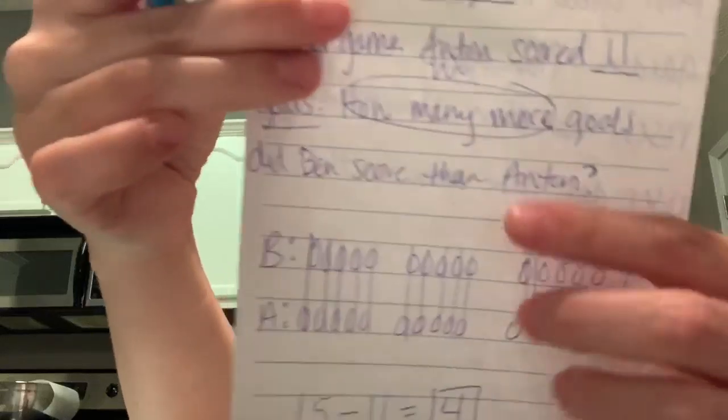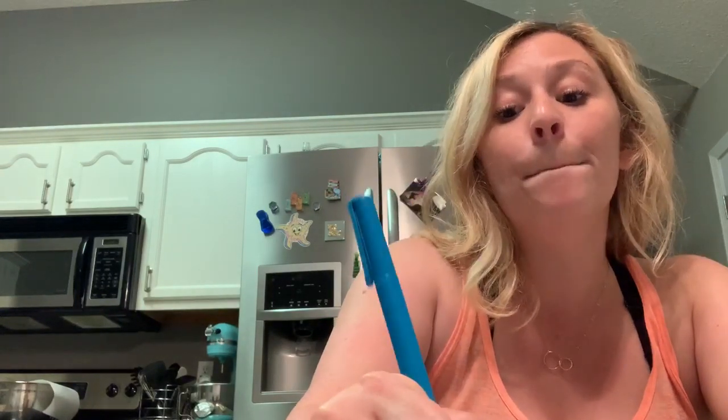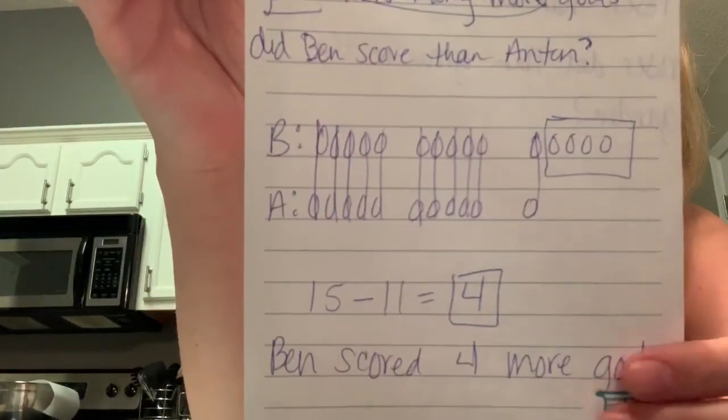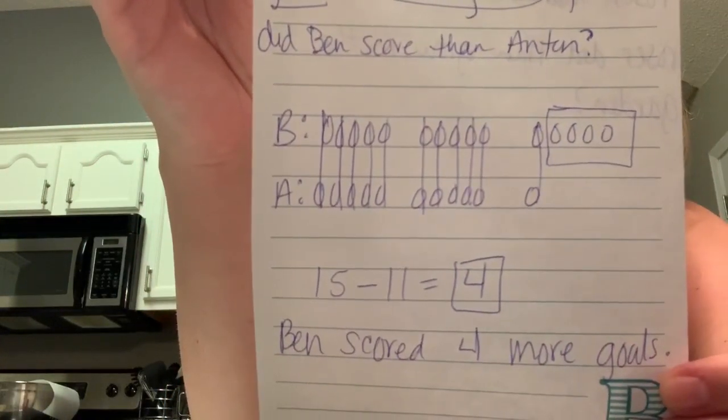So let's write our answer. How many more goals did Ben score than Anton? Ben scored 4 more goals. Not 4 goals because he scored 15. He scored 4 more goals. Okay, good job.